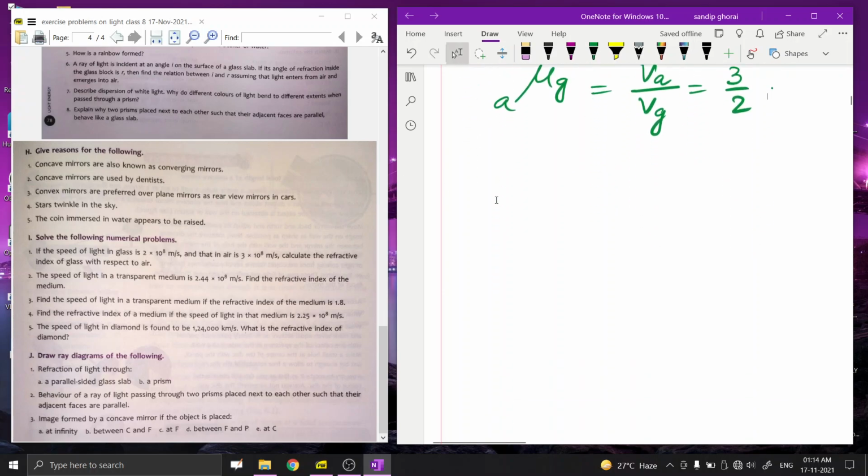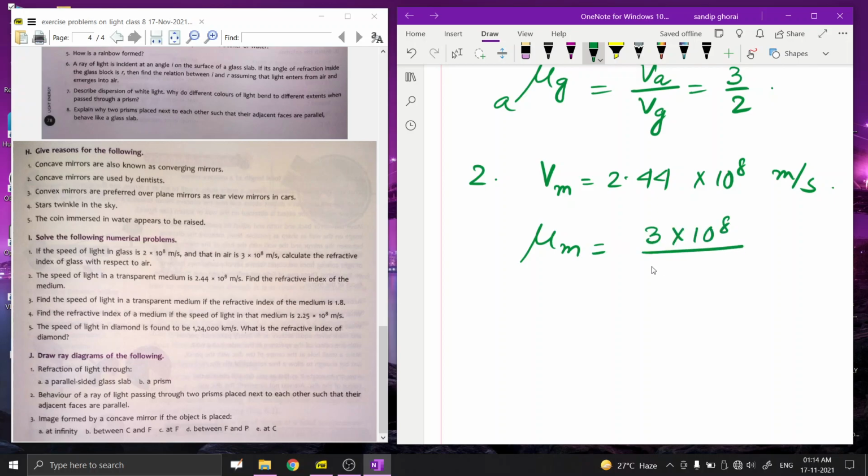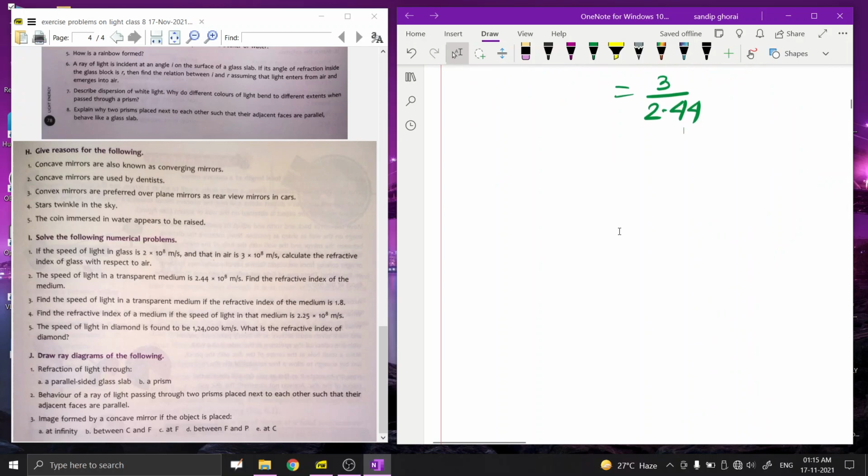Now we move to question number 2. The speed of light in a transparent medium, V medium, is equal to 2.44 into 10 to the power 8 meter per second. Find the refractive index of the medium. So mu m is equal to 3 into 10 to the power 8 by 2.44 into 10 to the power 8, that is equal to 3 by 2.44, as the speed of light in air is 3 into 10 to the power 8 meter per second.